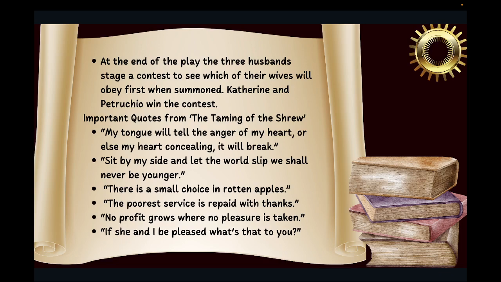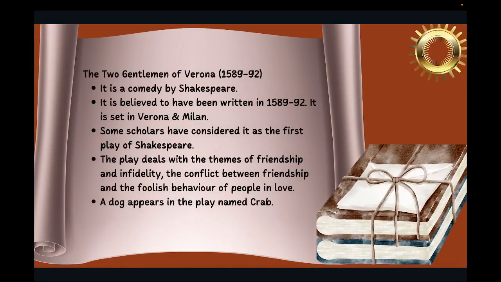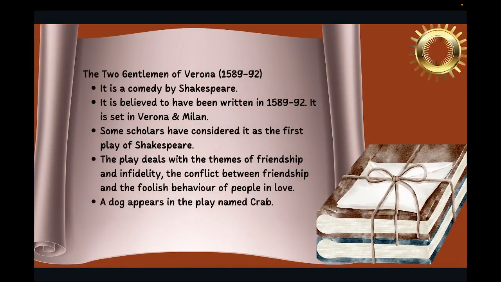So yeah, they are quite sweet, cute, witty remarks. Now we come to another play, The Two Gentlemen of Verona, written between 1589 and 92. It is a comedy by Shakespeare, and it is believed to have been written in 1589 to 92. It is set in Verona and Milan. Some scholars have considered it the first play of Shakespeare.